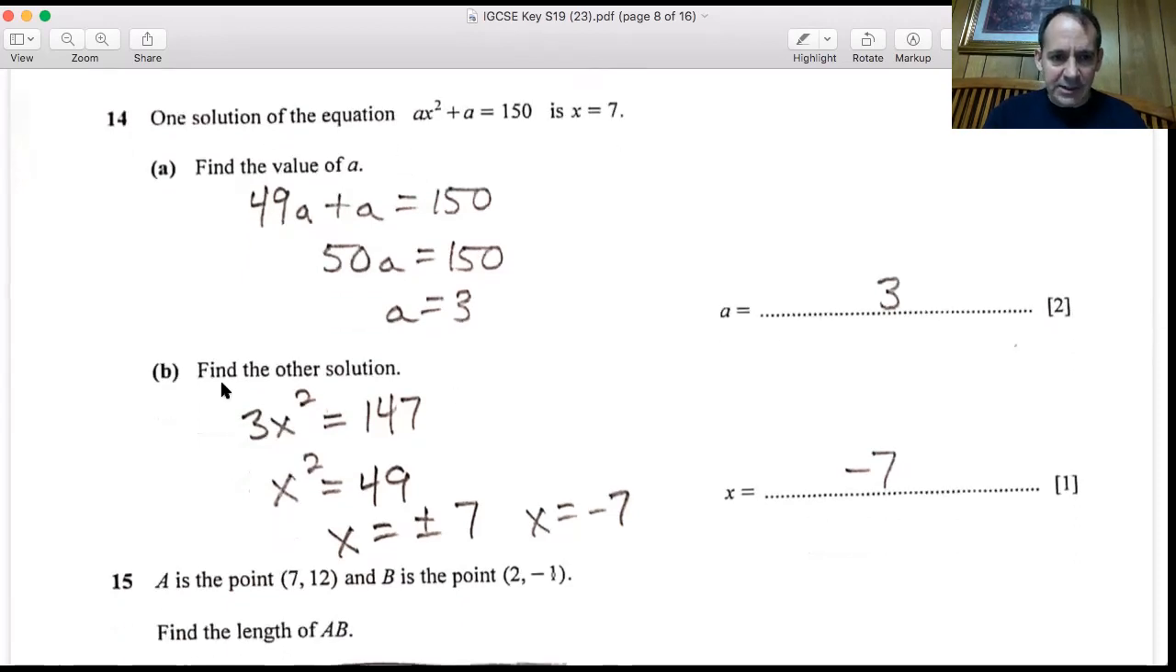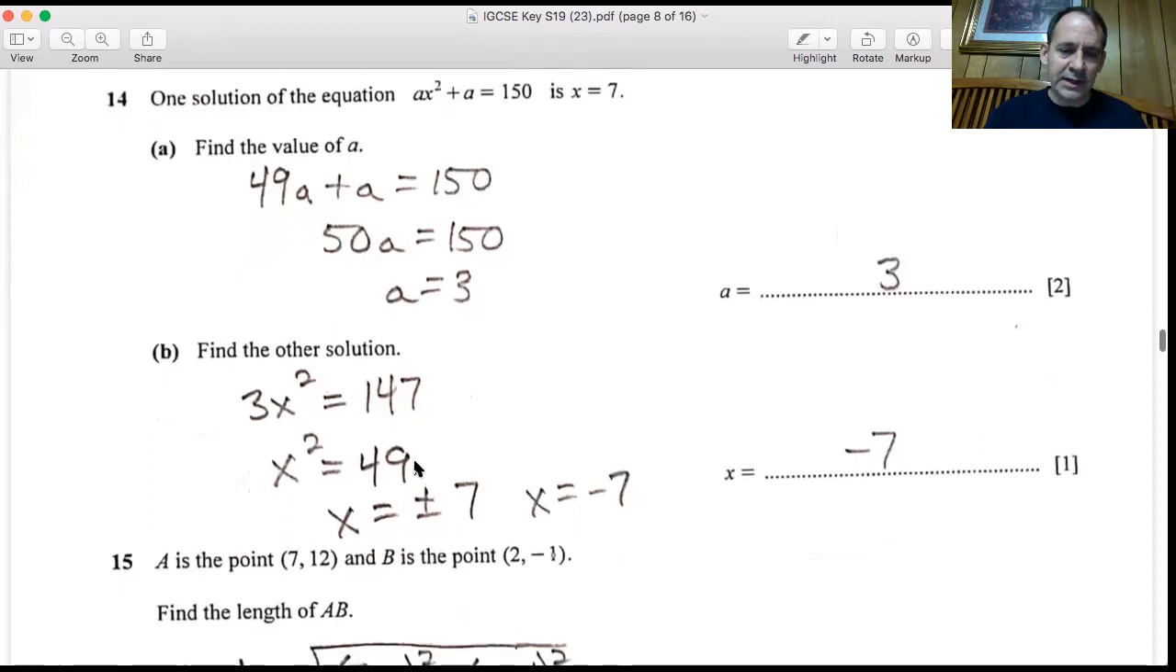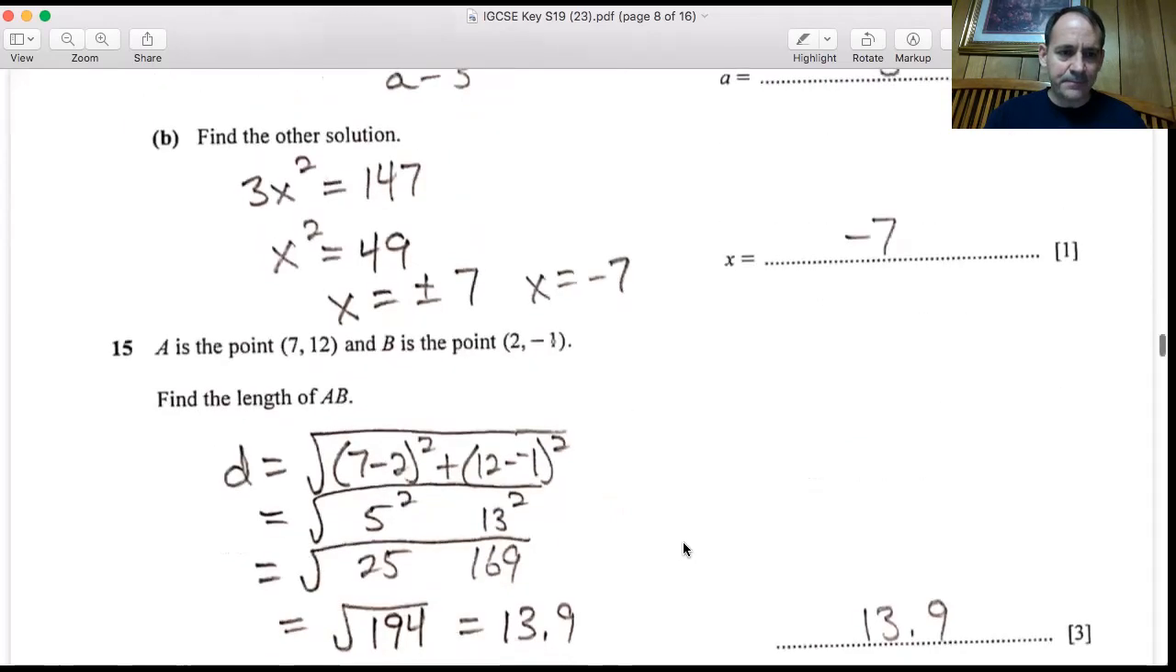So now that we have the value of 3, we can put the 3 back in here. Sorry, I didn't write the first step. It should be 3x squared plus 3 equals 150. I just mentally subtracted the 3 to the other side, giving you 147. Divide by 3 gives you 49. Square root both sides gives you plus or minus 7. Don't forget to put plus or minus when you square root both sides of an equation. There are two answers to a square root. They already provided the 7, so the other solution is negative 7.